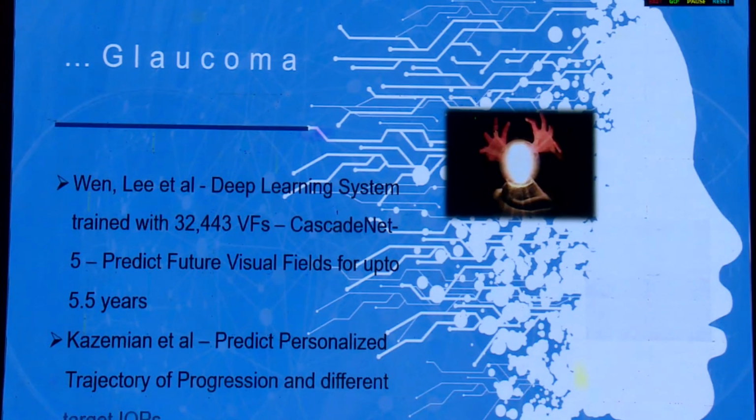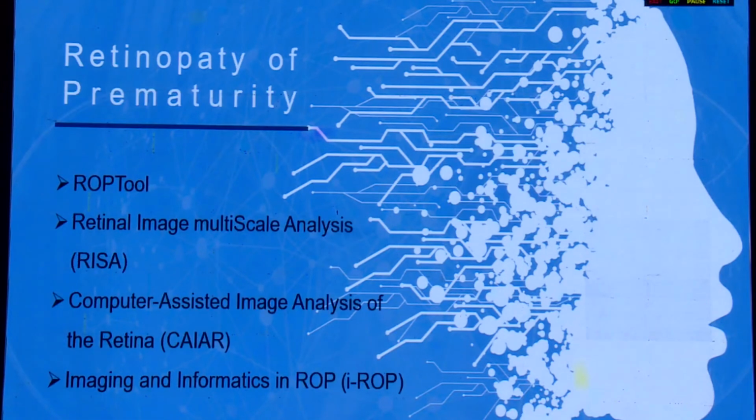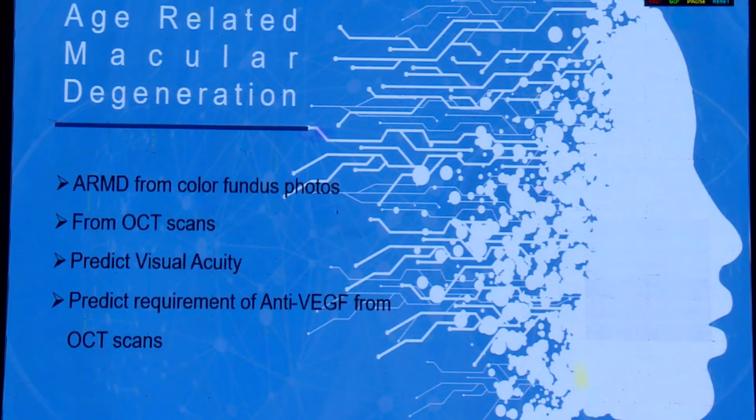This is already there. ROP, there are quite a few tools. These 4 are the main tools for ROP analysis. ARMD, from fundus photos, from OCT, it can predict the visual acuity. You take a fundus photo, you forgot to take the patient's visual acuity, the software will tell you, from the fundus photo, the visual acuity is 6/36.